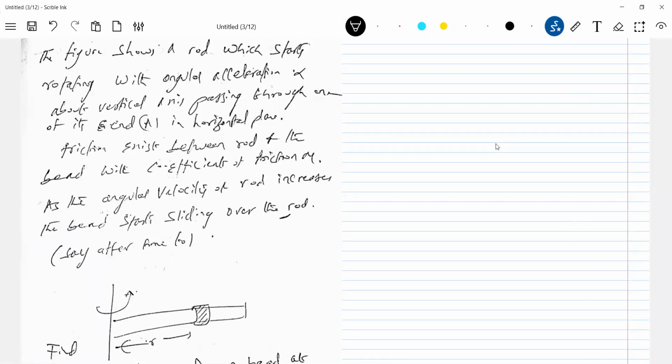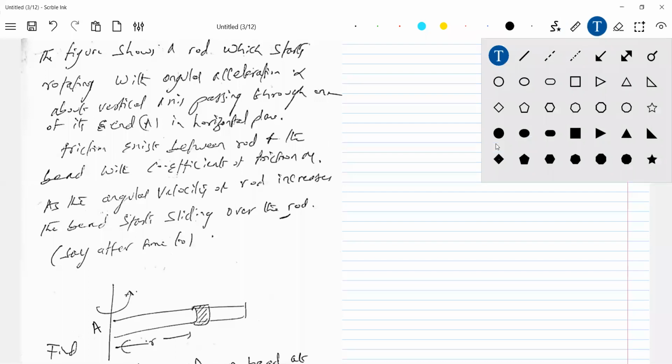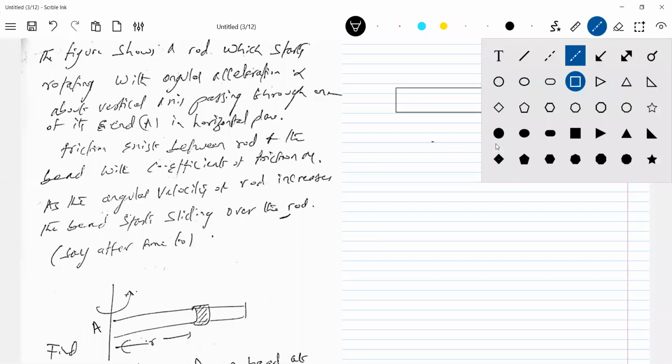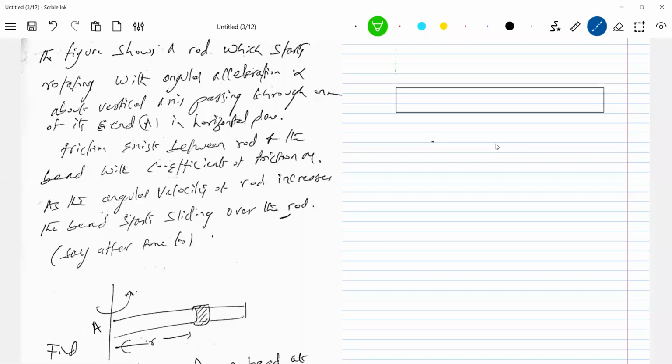The diagram shows a rod which starts rotating with angular acceleration alpha about a vertical axis passing through one of its end A. I'll give a better diagram. Read the question. Meanwhile, I'll finish off the diagram. There's a vertical axis.